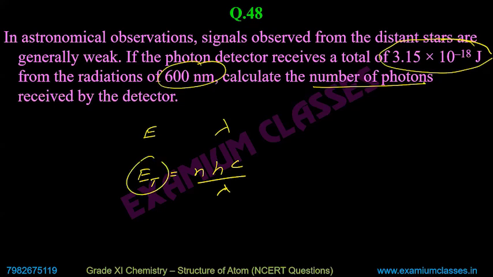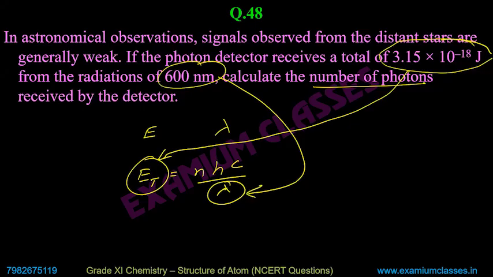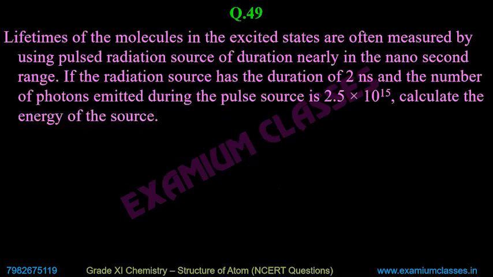E_T is given, this is what you receive. Lambda is given, you convert it to meter. hc you know, N is unknown, you can calculate the number of photons. Same formula, question is just phrased differently. Otherwise it is the same thing. This question is again very easy, just lengthy words written to confuse you. Otherwise very easy, simple formula.